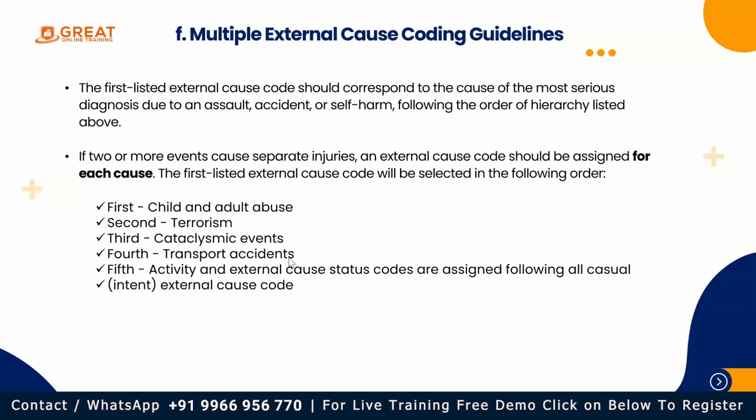Because yesterday also we saw, the sequencing is very important in medical coding. When we go for the certification examination, they give tricky questions and tricky options in which they shuffle the sequencing of codes. So you have to remember this sequencing. First, child and adult abuse. Second, terrorism. Third, cataclysmic events. Fourth, transport accident. And fifth, activity and external cause status codes.